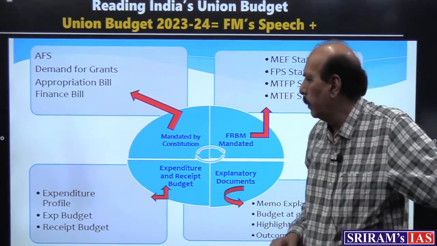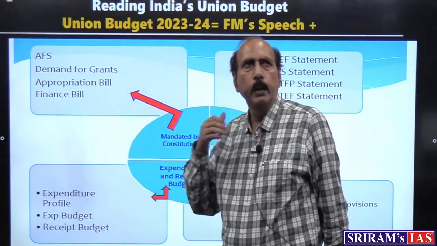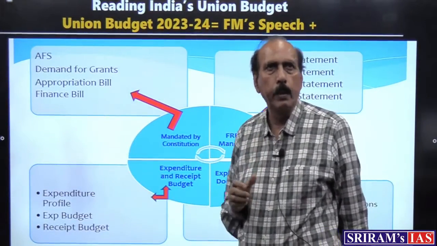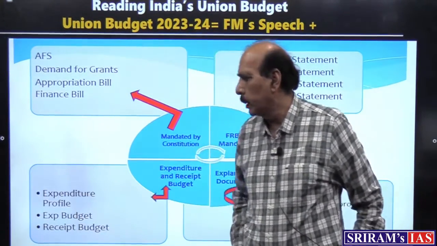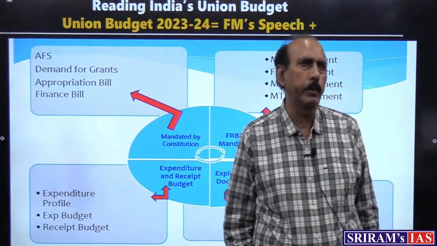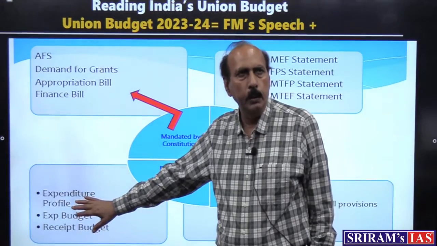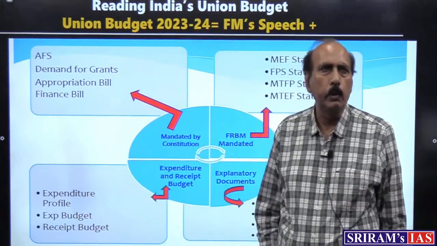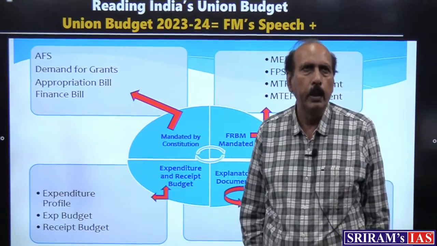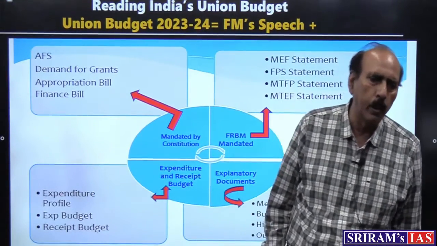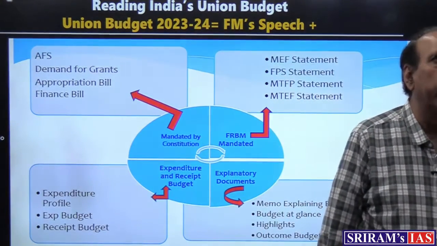Then, to simplify the data of expenditure and revenue, we present separately the expenditure budget and revenue budget. The expenditure budget is placed in two documents. One is called the expenditure profile and the other is called the expenditure budget.